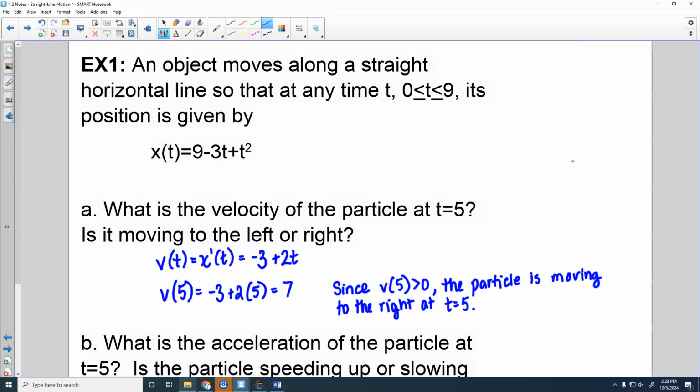Occasionally they give you a vertical line. Positive would be up, negative would be down in that case, or you might have the height of something, so positive is up, negative is down. But if your velocity is positive, the particle is moving to the right. If your velocity is negative, the particle is moving to the left.